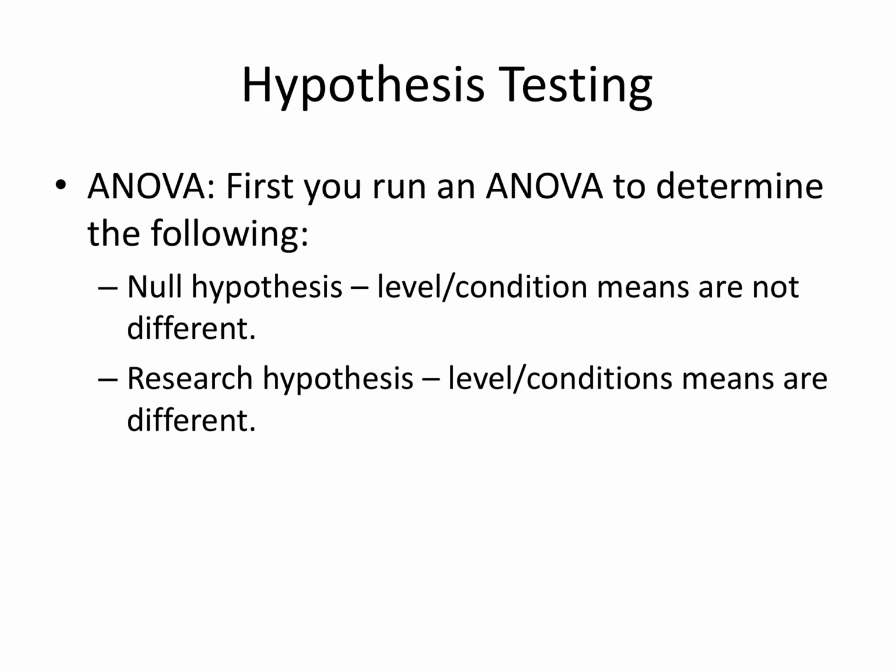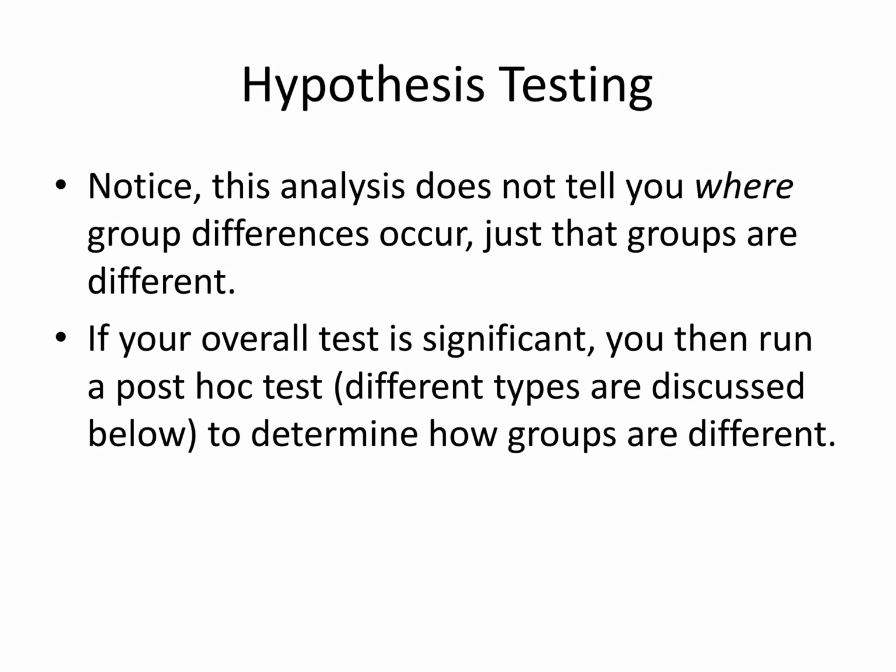But that's it. So notice that that doesn't really tell you where those group differences are, just that the groups are different. Sometimes the overall test is called the omnibus test. If you run that and get a significant result, then you have to go on to post hoc tests.